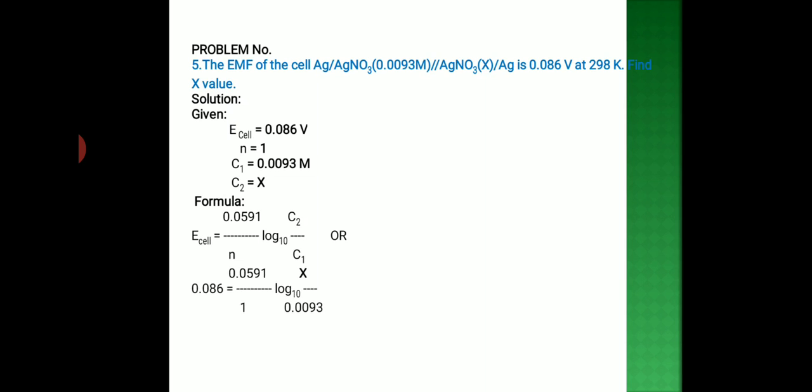Okay, next the formula. Which formula will we use? Simple. E cell is equal to 0.0591 upon n log to the base 10 of C2 upon C1. Okay students, next will be our substitution. So what is the E cell value? 0.086 is equal to 0.0591 upon 1 log to the base 10 of X upon 0.0093. So X we need to find out.